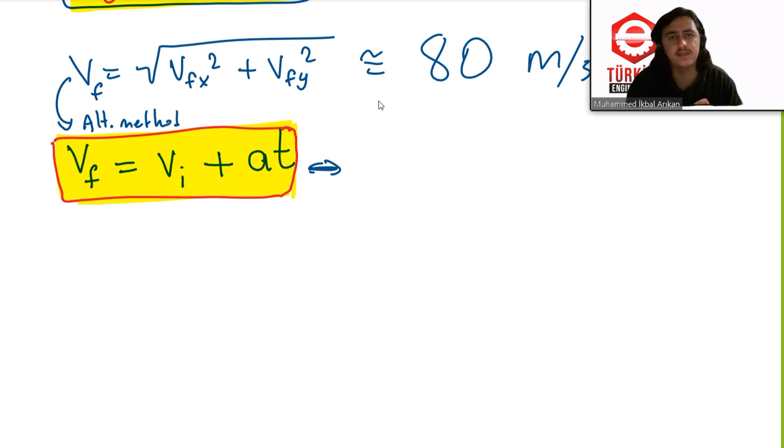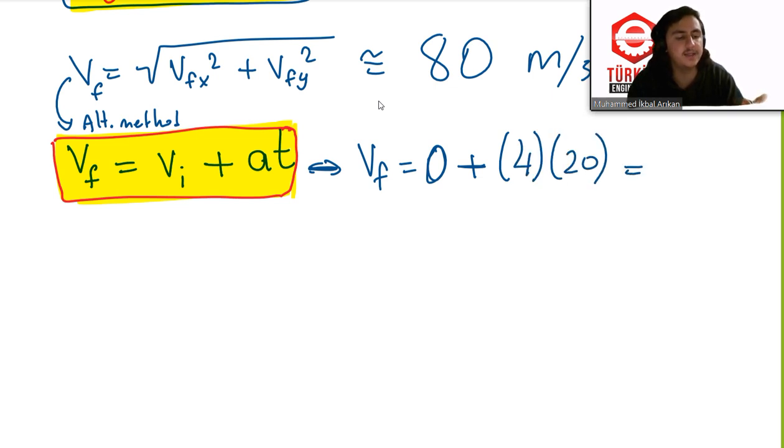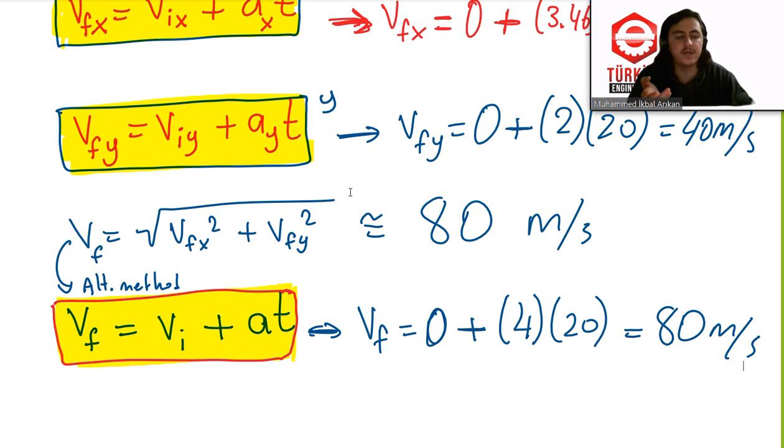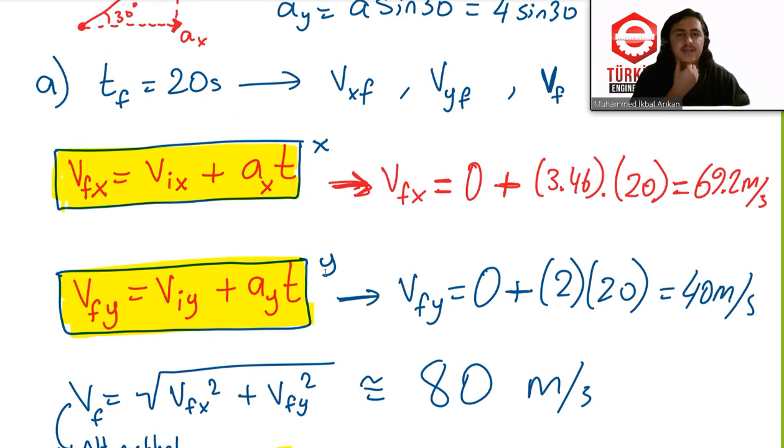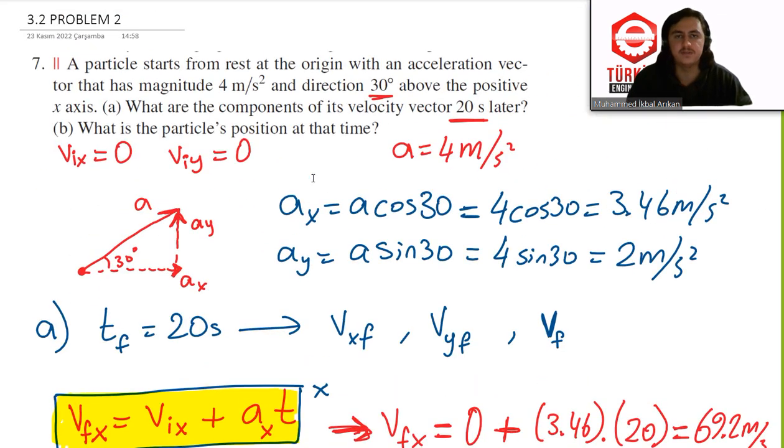So I will put 80 because in the real case, which comes from the alternative method, it's actually equal to 80. Why? Because our v final will be equal to initial velocity, which is 0, because I started from rest, plus acceleration. What is the acceleration? Resultant acceleration is 4, right? What is the time? It is 20. So I will get 80 meter per second. As you see, each formula you use, you will get the same result, okay? Because they are related to each other.